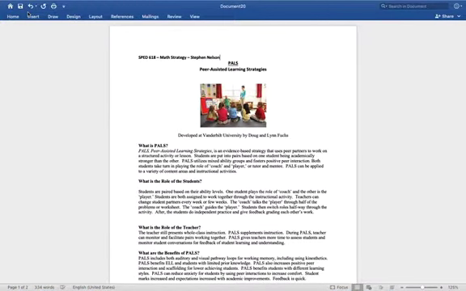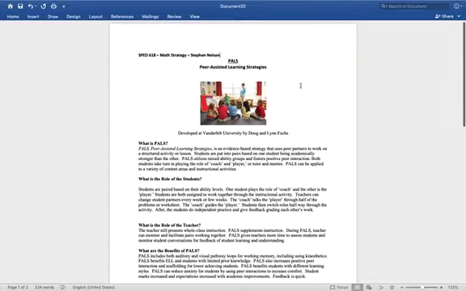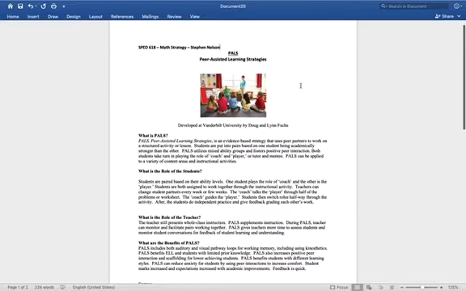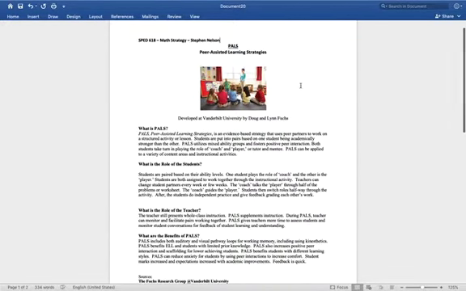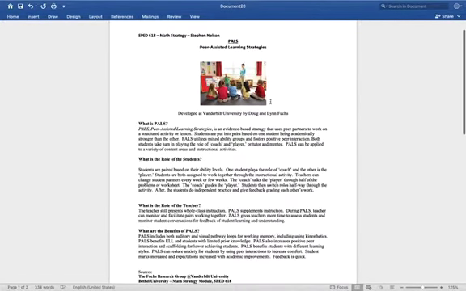This is our math strategy instructional activity here. I made a brief little poster, and I'm just going to go through and explain this strategy, and then also show a website for a resource. The strategy that I chose to highlight is PALS, that's Peer Assisted Learning Strategy. It was developed at Vanderbilt University by Doug and Lynn Fuchs.